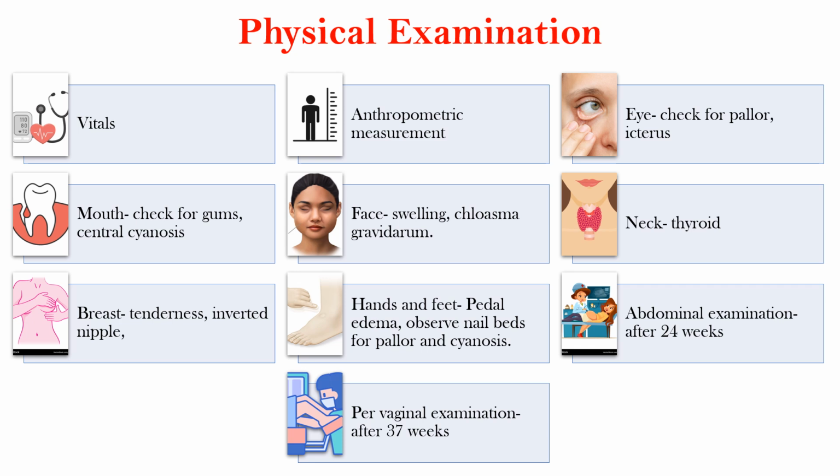In the eye, check for pallor and icterus, and in the mouth, check the gums for any bleeding or any swelling. And also check for cyanosis. In the face, see if any abnormal swelling is there, and also check for any chloasma. Okay. After that, in the neck, check whether any thyroid enlargement is there or not.